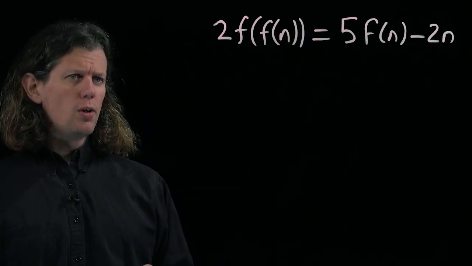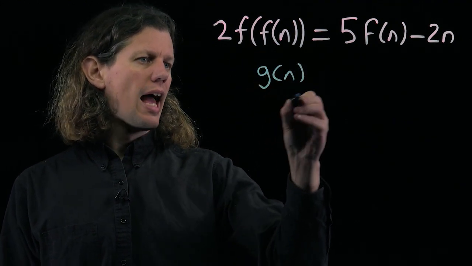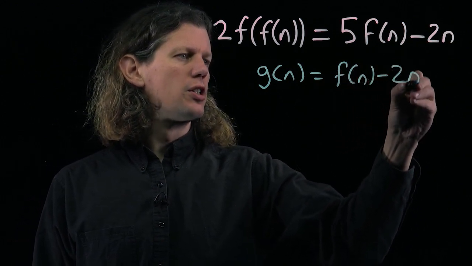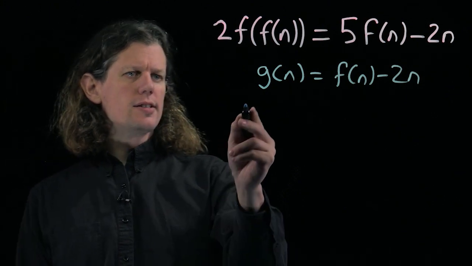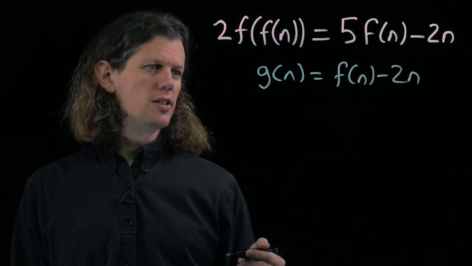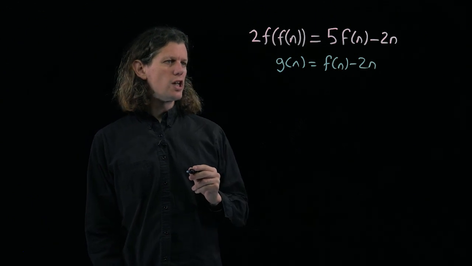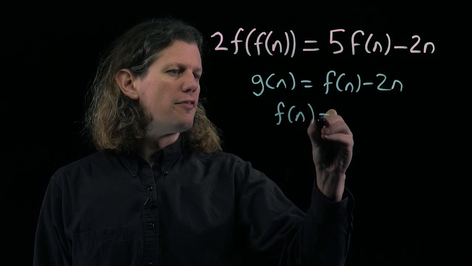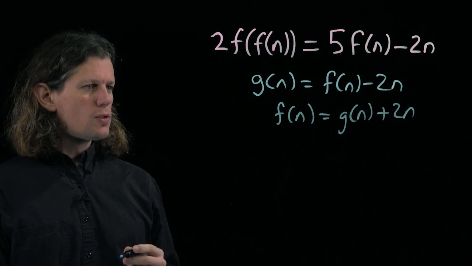So one trick we can employ is to introduce a new function that measures the difference between f of n and 2n. So we take g of n is f of n minus 2n. And the reason we want to do that is that it might be easier to see that g of n has to be 0 than to see that f of n has to be 2n. So what I'm going to do is transform this equation so that it talks about g of n instead of f of n. So of course what I'll do is substitute using f of n equals g of n plus 2n. So what happens when I do that?